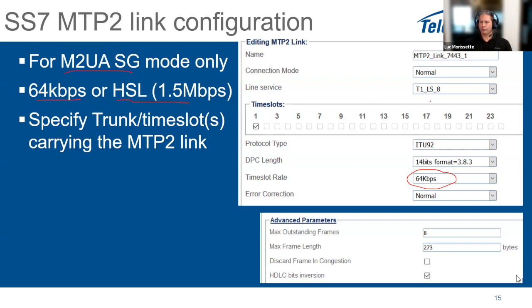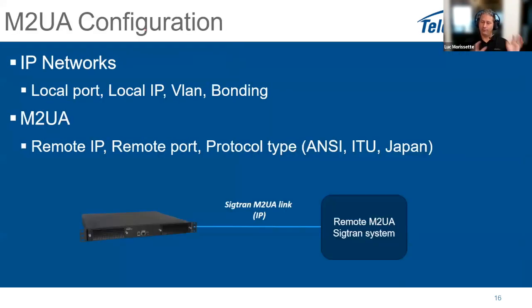And then you need to choose which T1 or E1 you will use for this and which time slot. So you need to specify the time slot that you're gonna use for this. That's all for the MTP2 link configuration. You have nothing else to do.